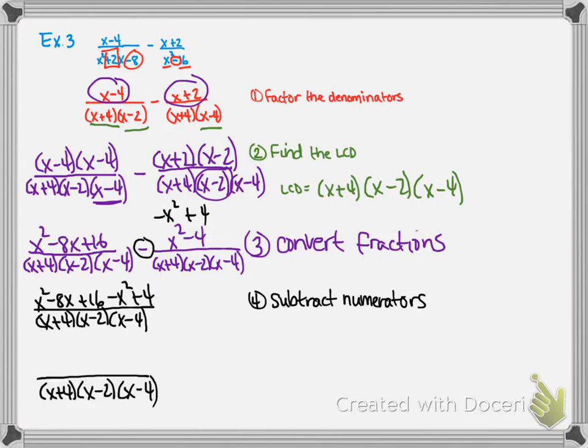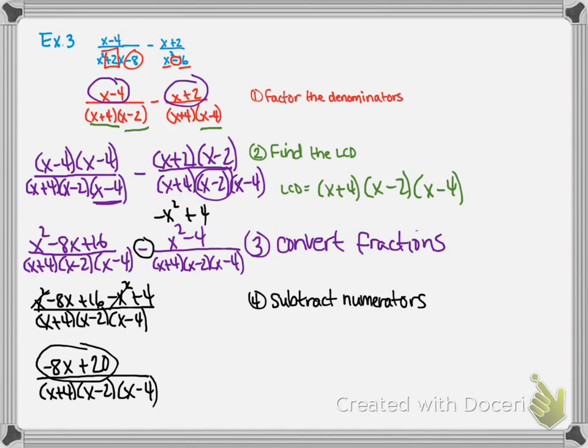Now I will simplify. I've got x squared minus x squared. Those cancel out. I have negative 8x, and then 16 plus 4 is 20. So I have negative 8x plus 20 over x plus 4 times x minus 2 times x minus 4. So let's see if we can simplify this. So negative 8x plus 20. What can I factor out of that?